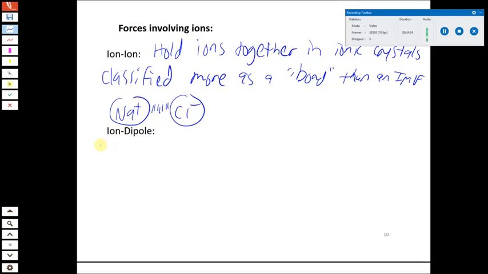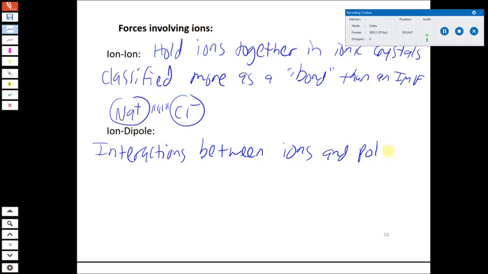And then one that you'll talk about a lot in Chemistry 2, if you take 1332, is what are called ion-dipole forces. So the name pretty much gives it away. These are interactions between ions and polar molecules. And these are especially prominent in aqueous solutions.